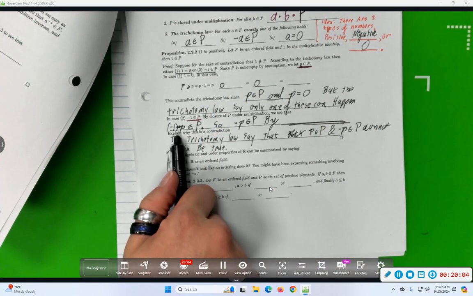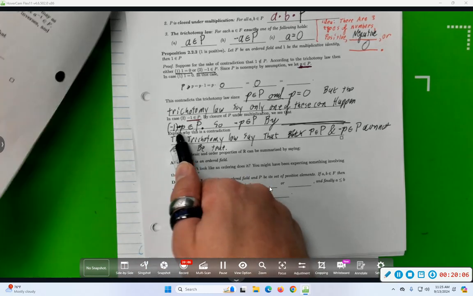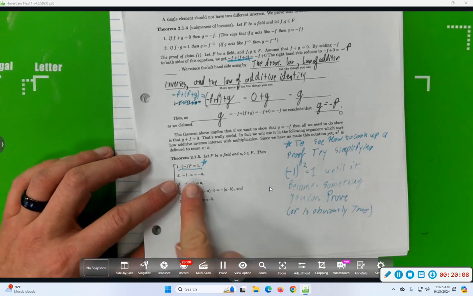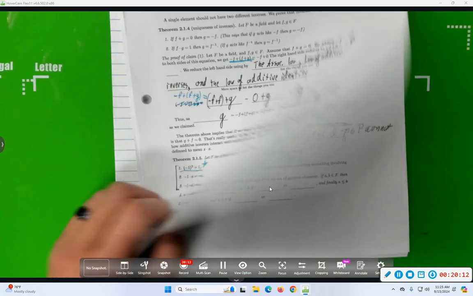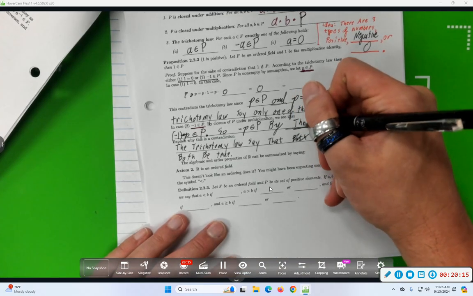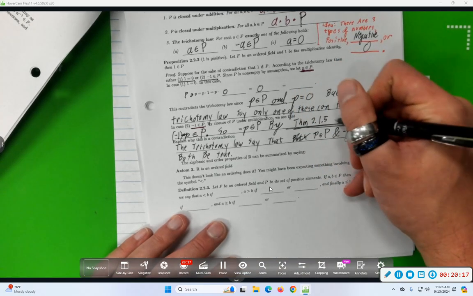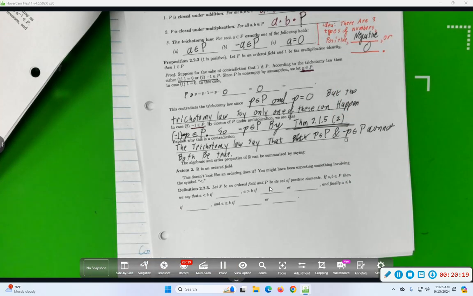Let's just finish this up. This result that says that negative 1 times p is negative p is right there. So that's theorem 2.1.5, item 2. Groovy. So either way, we got a contradiction. So it must be that 1 is positive, which is what we wanted to show. Okay, cool. 1 is a positive number.